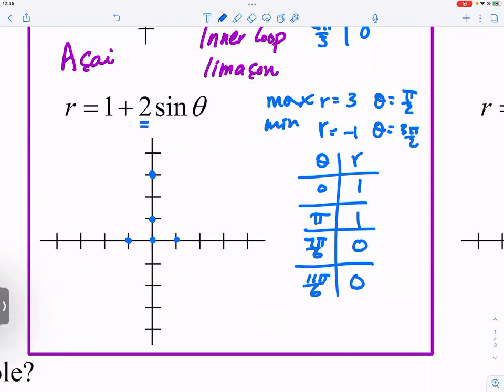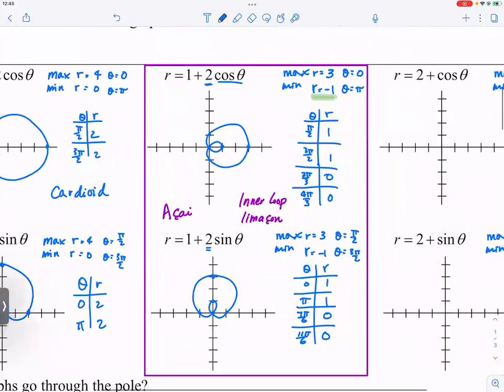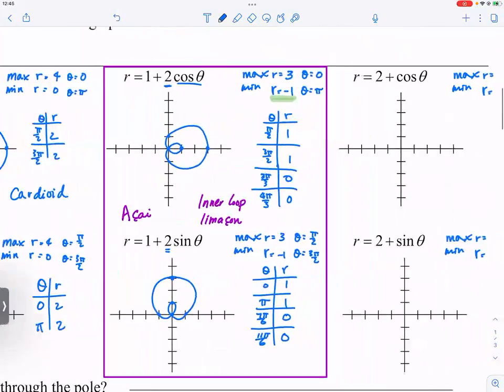So that's how you have this inner loop limaçon, facing up. So that's the reason behind this. So that's the inner loop limaçon. So we have cardioid and inner loop limaçon right here.